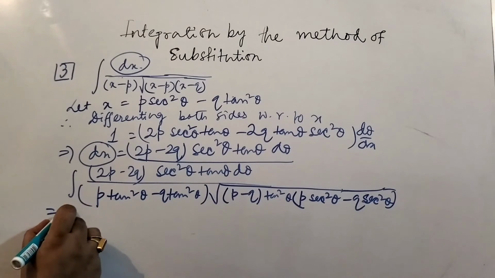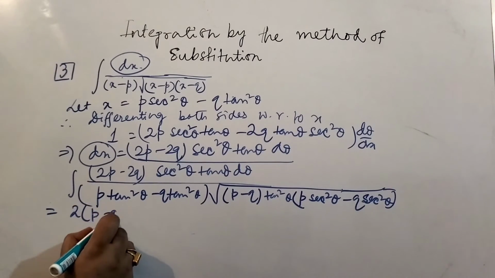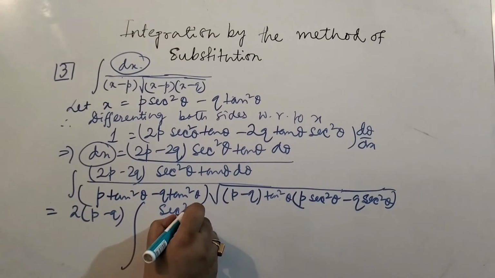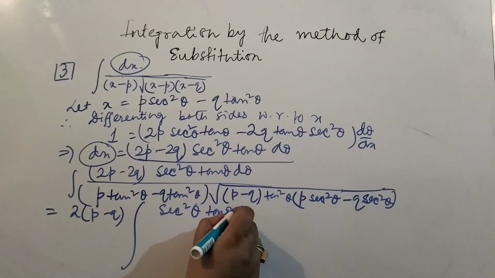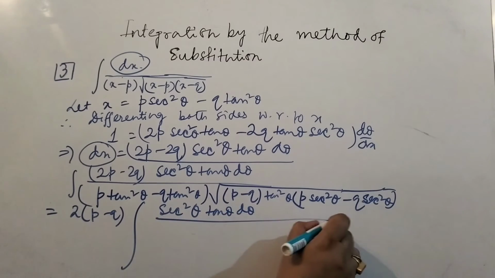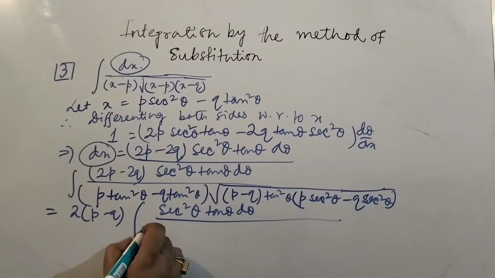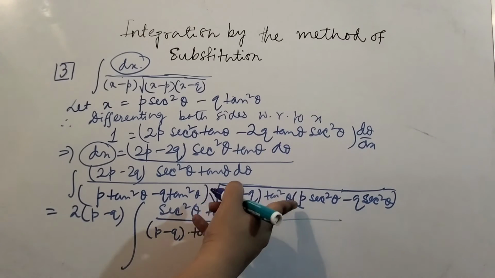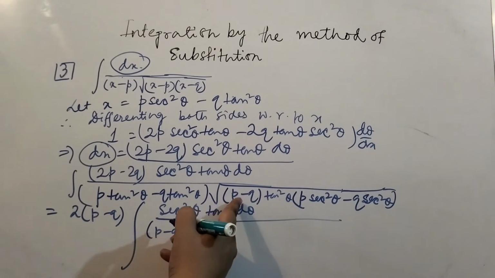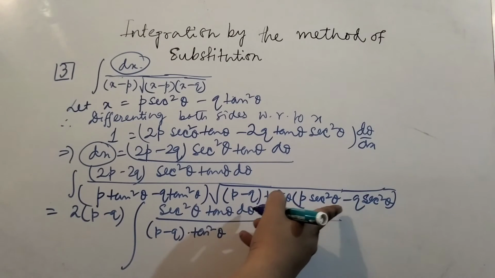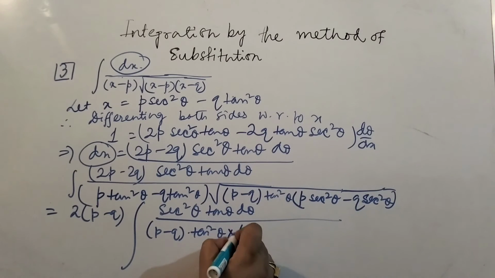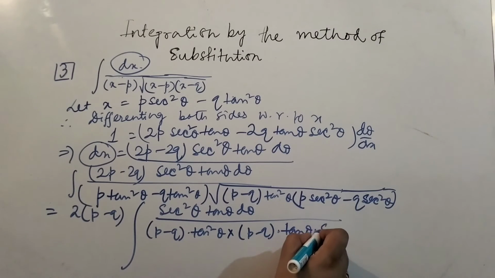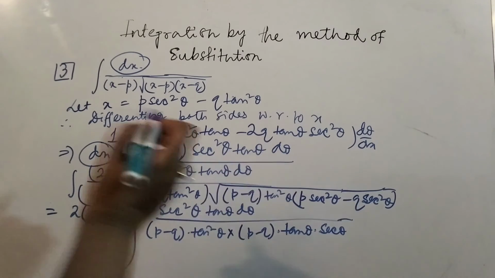So this will give us 2 into p minus q integration sec square theta tan theta d theta by tan square theta can be taken in common, so it will be p minus q into tan square theta, and here it will give us root over p minus q into root over p minus q, means another p minus q into tan theta into sec theta, right, students?